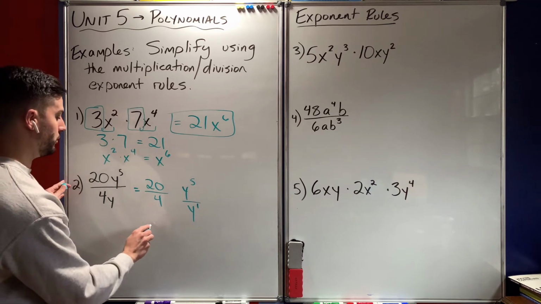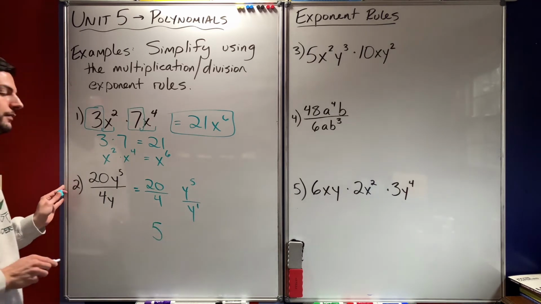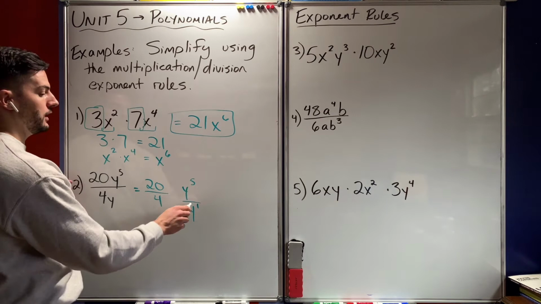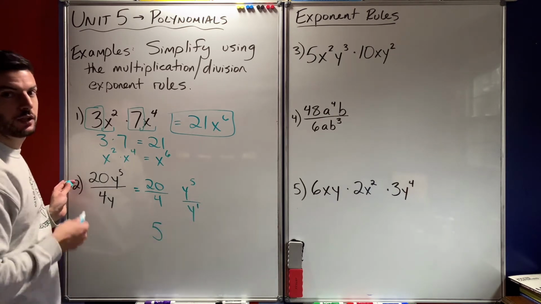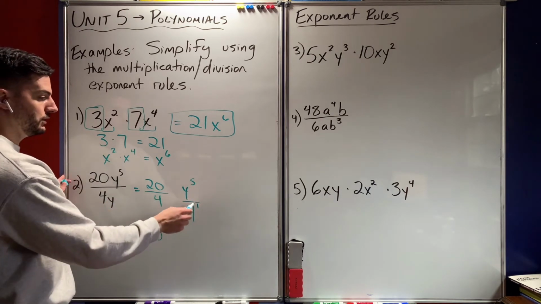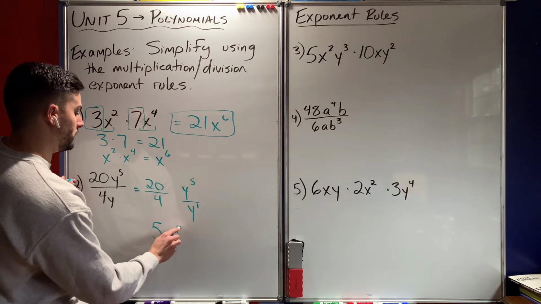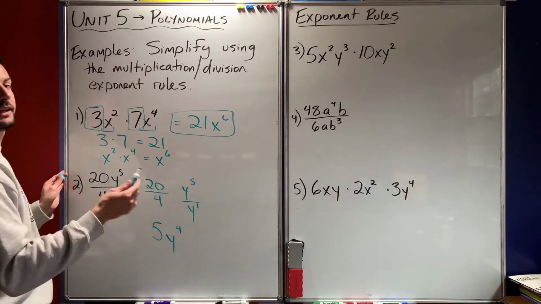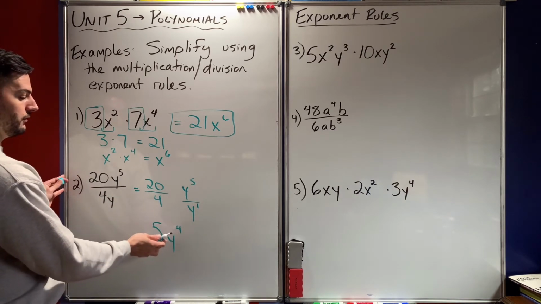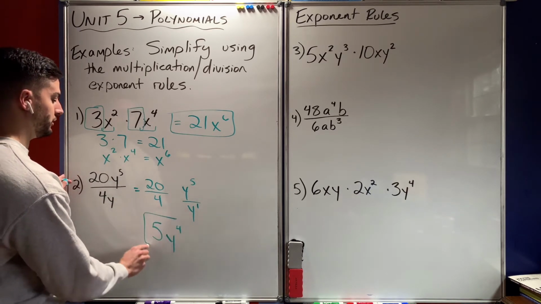20 divided by 4 would be just 5, right? And then y to the 5th divided by y to the 1st. Again, I subtract my exponents here. So 5 minus 1 would be 4, right? And then I just lump them together. 5y to the 4th would be my answer here.